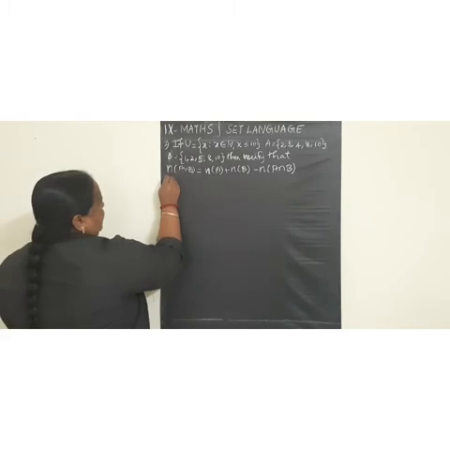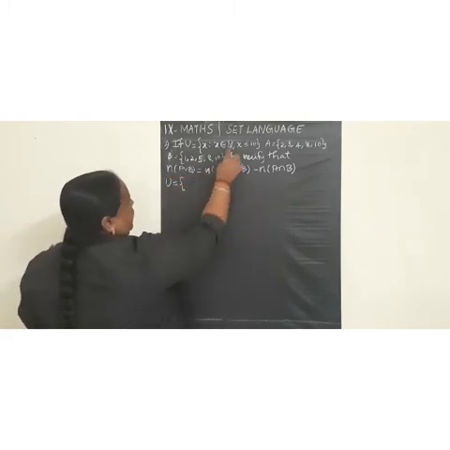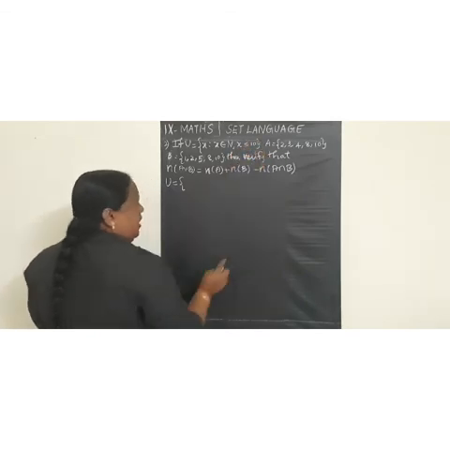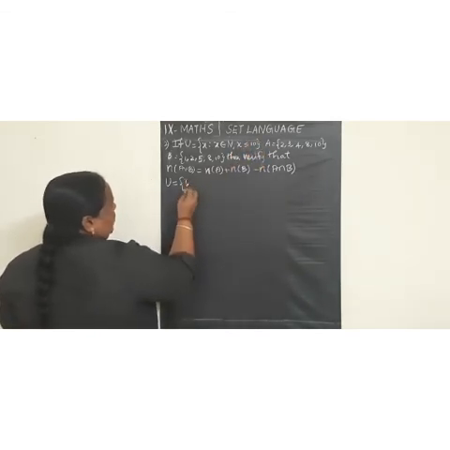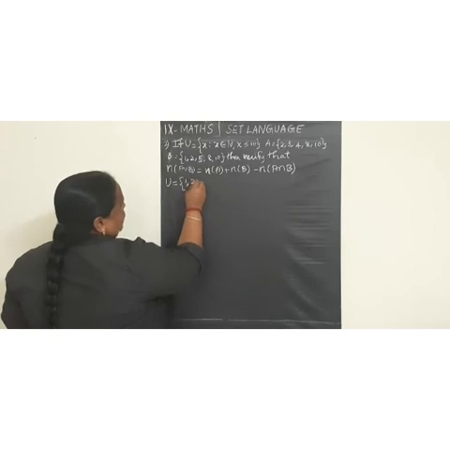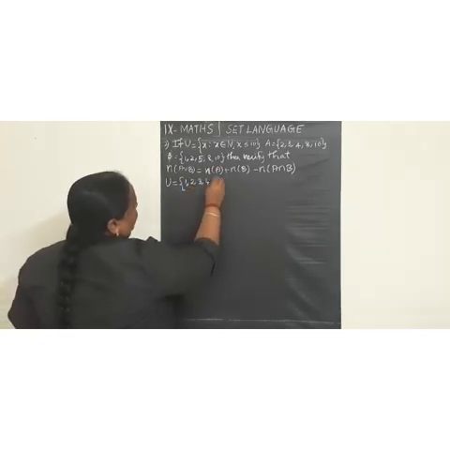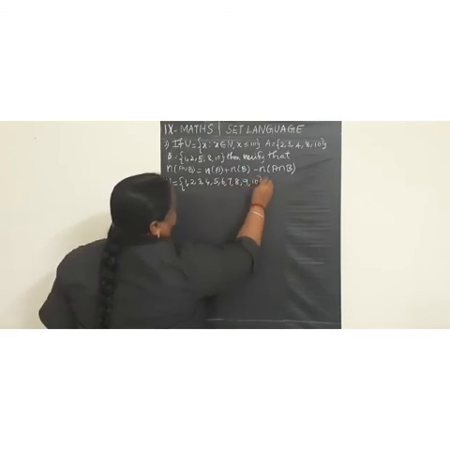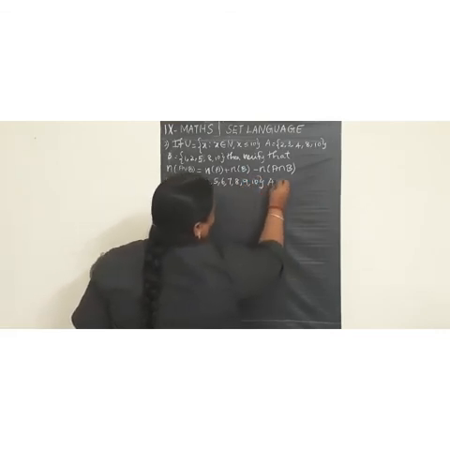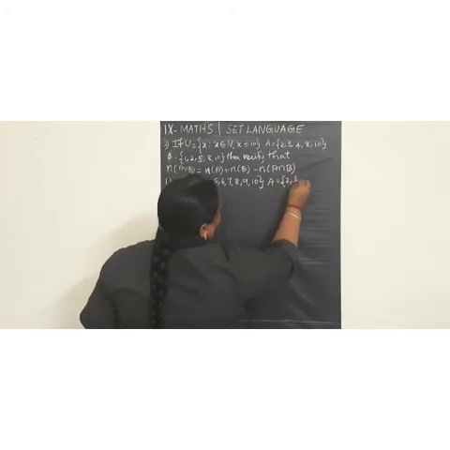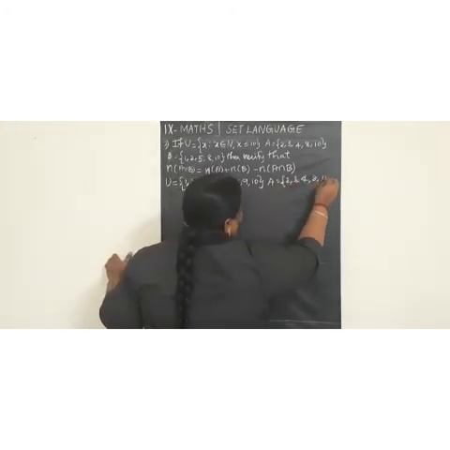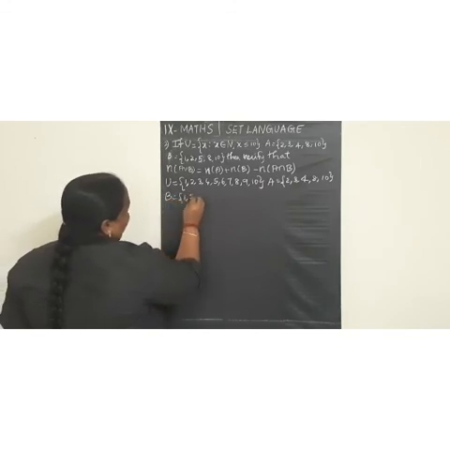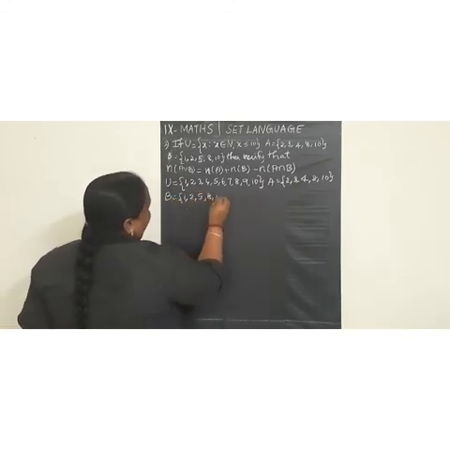So first we write that set U is equal to what they have given, x belongs to natural numbers, and natural numbers we have to take less than or equal to 10. So natural numbers means it starts from 1, 2, 3, 4, 5, 6, 7, 8, 9, 10. Next, A equal to 2, 3, 4, 8, 10. B is equal to 1, 2, 5, 8, 10.